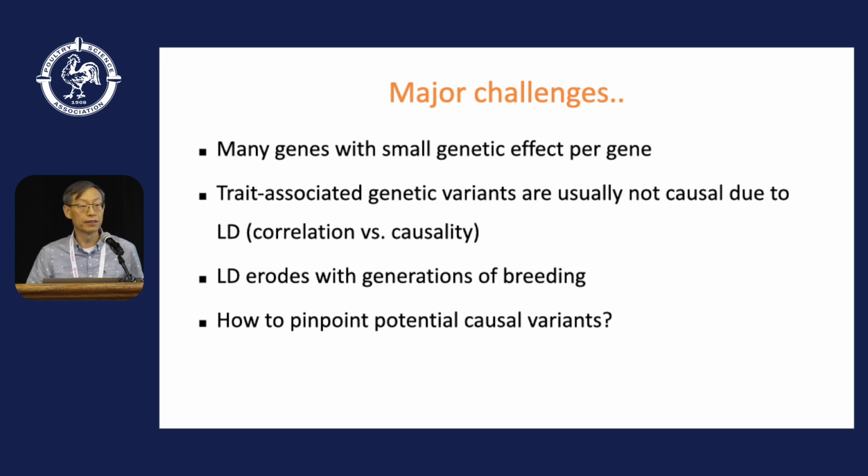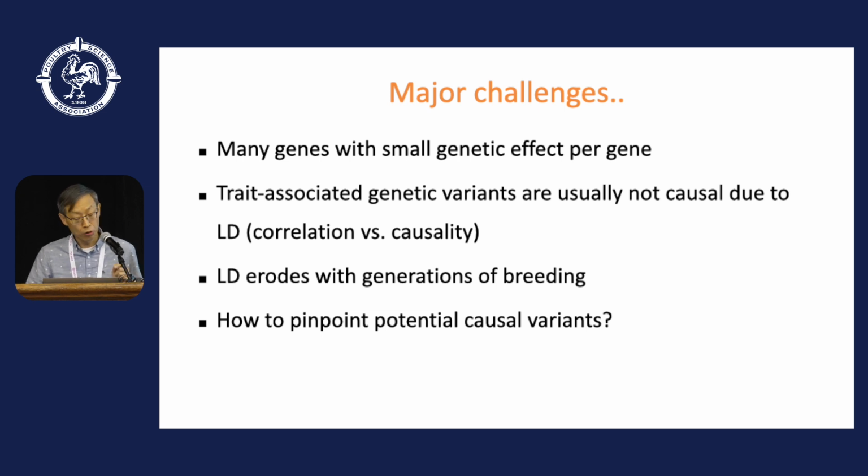Another thing, which you will see in some examples later, is that when you do genome-wide association analysis, you will find many SNPs that are statistically significant, but which one is true? We are talking about correlation versus causality. The real causal genetic variant is obscured because of linkage disequilibrium across the genome. As we realize, that linkage disequilibrium will erode over generations of selection. So the marker you selected may work, but a few generations later it might not, because the linkage disequilibrium between the causal and the associated genetic markers will disappear.